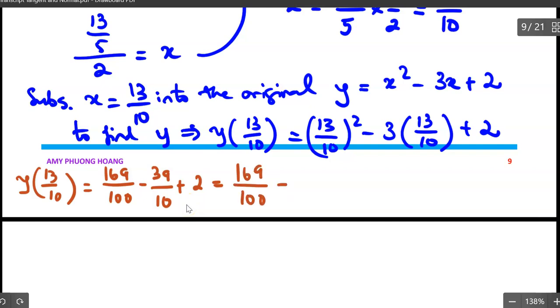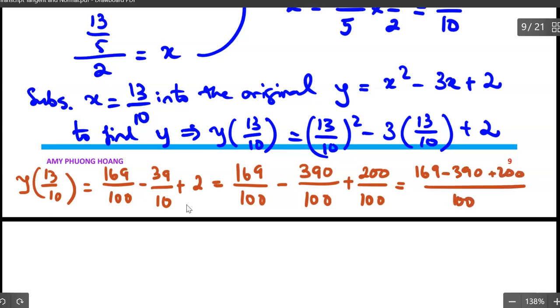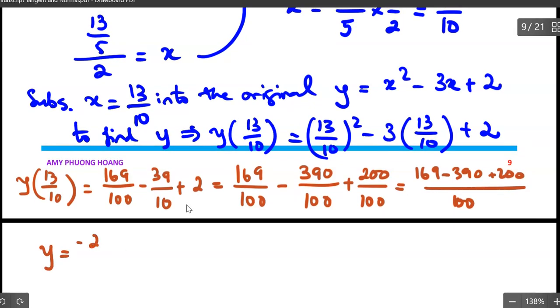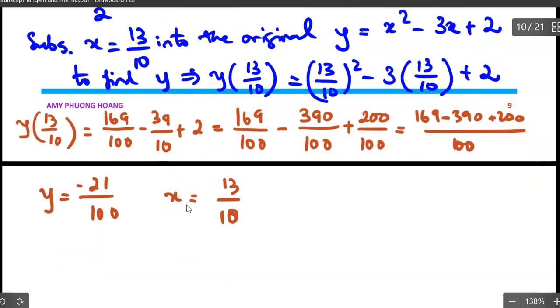So this is 100. I multiply by 10, so I should have 390 over 100, and I should have 200 over 100. So then I should end up with 169 minus 390 plus 200, divided by 100. So the answer here should be y equal to negative 21 over 100, and x is equal to 13 over 10. So these are the coordinates that we have to look for.